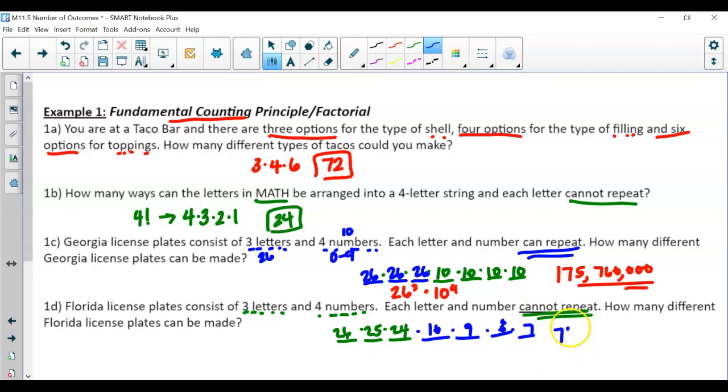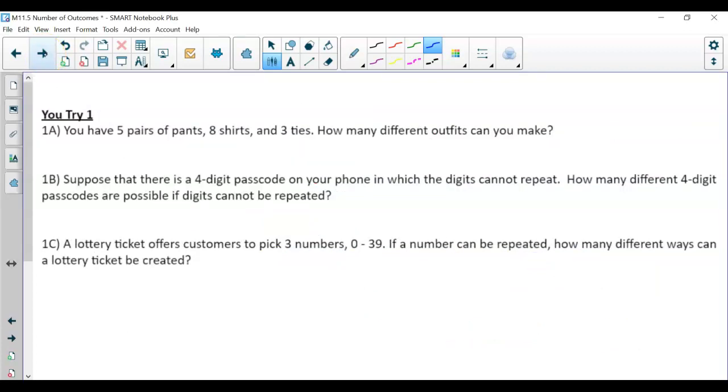So there are 78,624,000 different license plates that can be made. So go ahead and pause the video and just try these 3 on your own before I go over them.